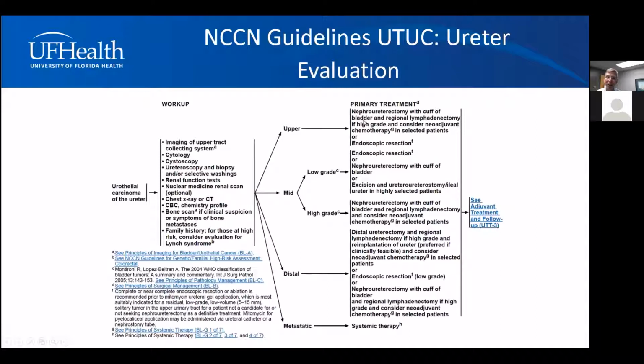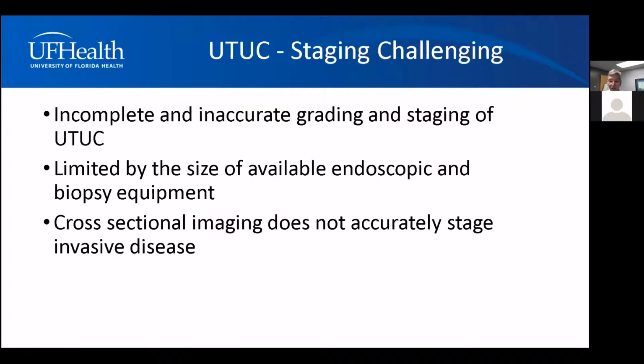Upper, mid, you really have to go with the nephroureterectomy, whether it's high or low grade, and endoscopic resection only if it's really discrete. But the guidelines do give the opportunity in distal tumors for a distal ureterectomy with lymphadenectomy, in addition to a nephroureterectomy with the cuff. We're going to discuss this quite a bit, and then later on, we're going to talk about the systemic therapy.